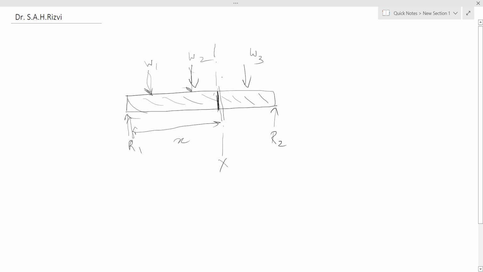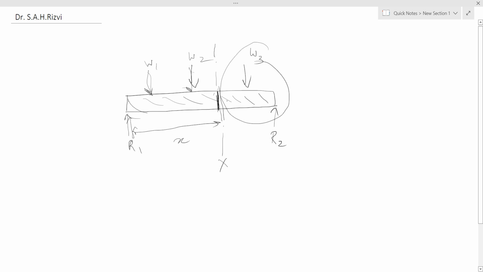Prior to cutting, this force would be provided by the adjacent material, that is this section. If this section is not cut, prior to cutting these forces will be balanced by these two forces that are acting towards the right of the section. Hence, there will be a shearing force at the section and it is tangential to the section.